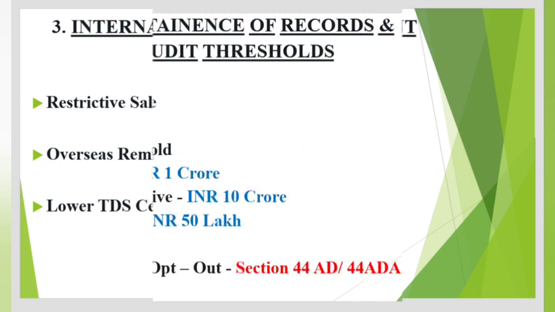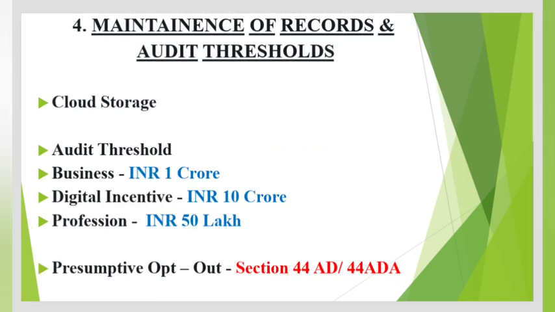Fourth, maintenance of records and audit thresholds. The Act modernizes record keeping and sets clear audit triggers. Cloud storage. The definition of books of account, Section 2(19), now explicitly includes records maintained on cloud storage. Audit threshold, Section 204-205. Business audit is mandatory if turnover exceeds INR 1 crore.